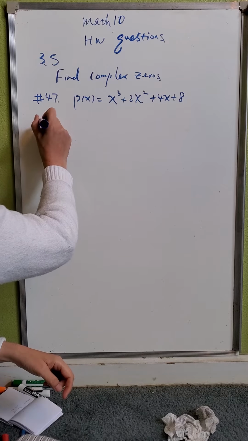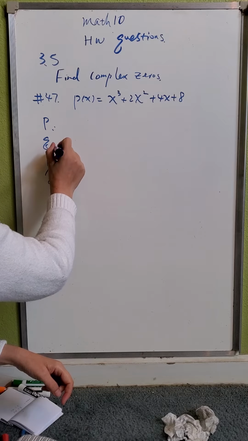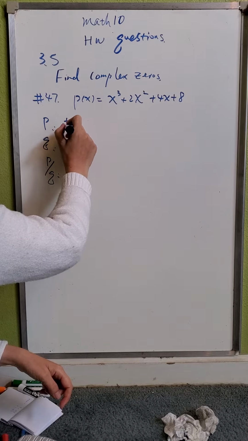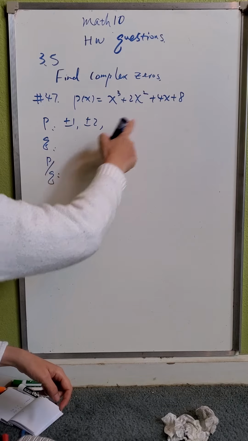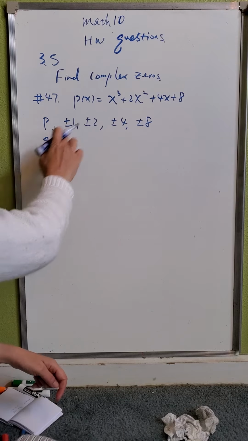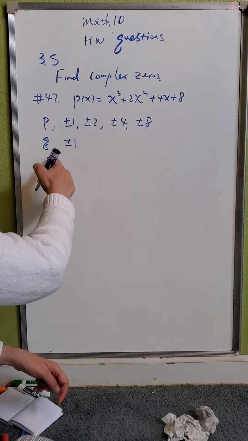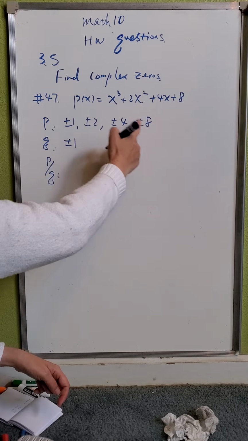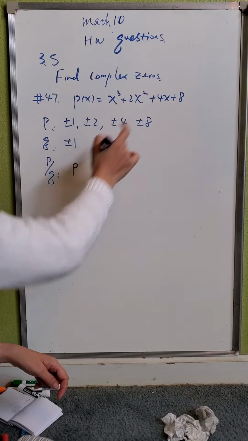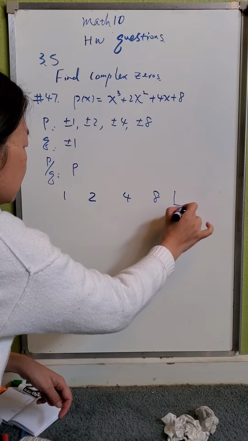Like we said before, we need to find P, Q, and P over Q, okay? P is all the numbers that can divide 8, which is plus or minus 1, plus or minus 2, plus or minus 4, plus or minus 8. And Q is all the numbers that can divide 1, the coefficient of x cubed, which is plus or minus 1. When you divide these two together, it's just equal to P. Now we're going to use synthetic division form. So it's 1, 2, 4, 8.